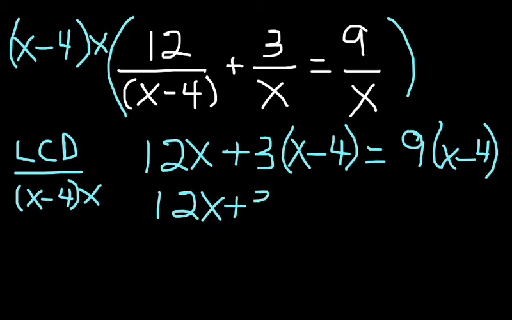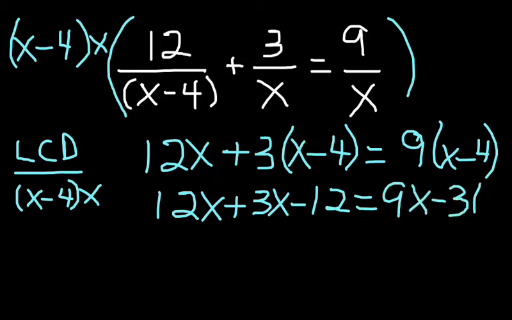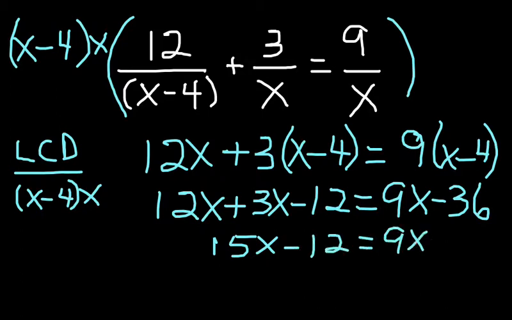Going to distribute here. Very simply. And I have this problem. And now 12x and 3x. I'm just going to start to group so that I can simplify. And I'm going to bring my x's to the left. 15x, and when 9x comes to the left, it will become minus x. So 15x minus 9x is 6x. Negative 12 will become positive 12 on the other side. Positive 12 and negative 36 is negative 24.